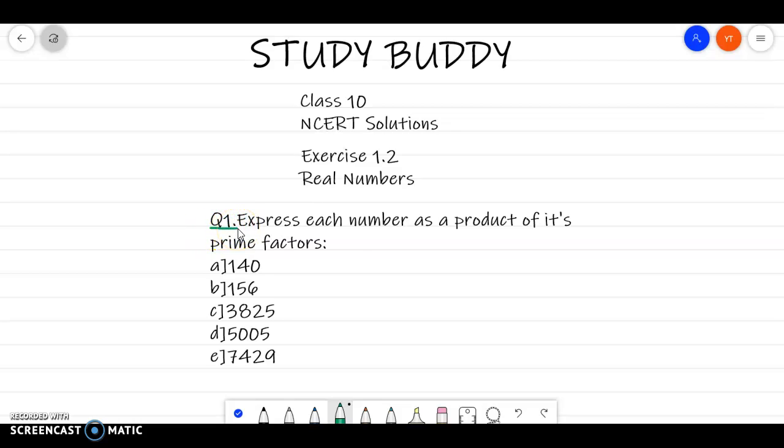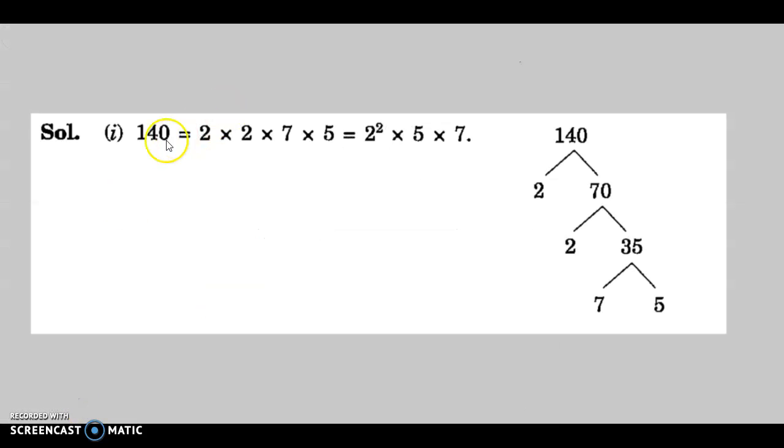Question number 1. Express each number as a product of its prime factors. First problem. Question is 140. So we have to express 140 as a product of its prime factors. So let's go ahead with the solution. So 140 is equal to 2 into 2 into 7 into 5. That is 2 square into 5 into 7.